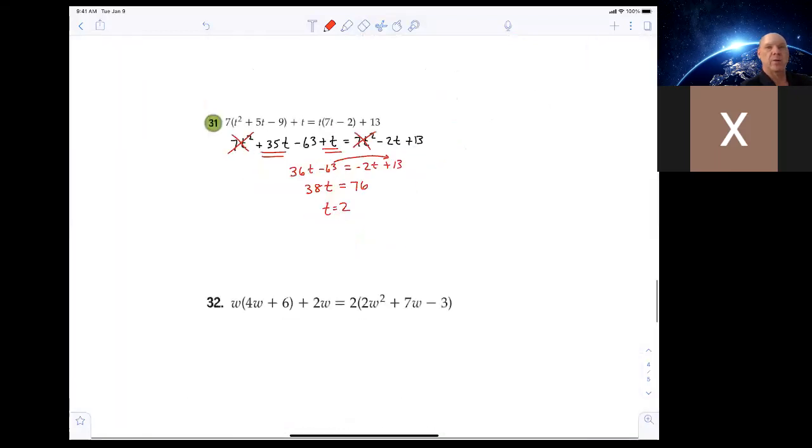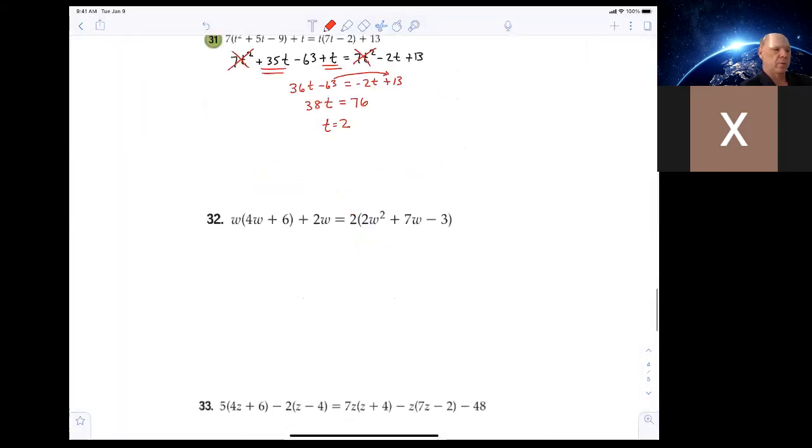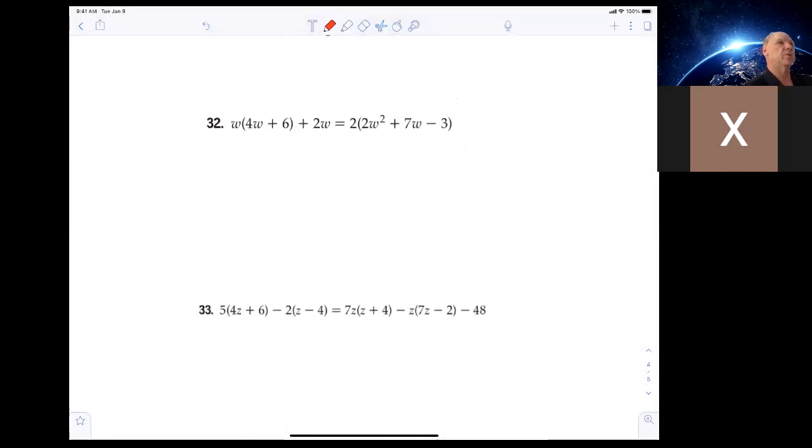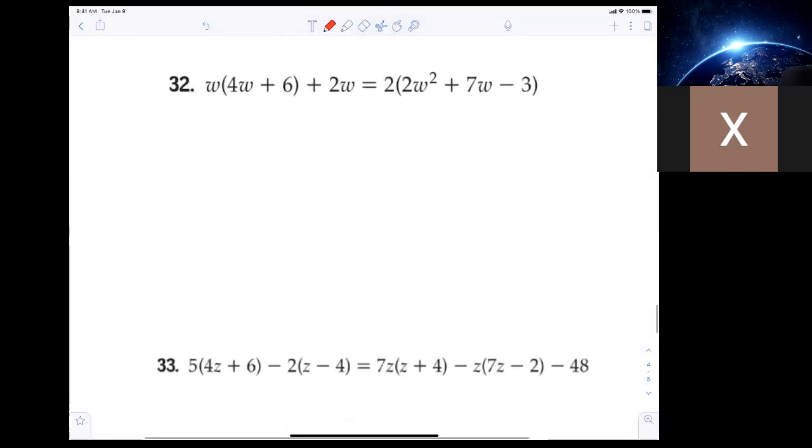What time's the bell ring? I forget already. 51. All right. I believe we can finish. So, Trimble, why don't you do 32 real quick? Let's go.